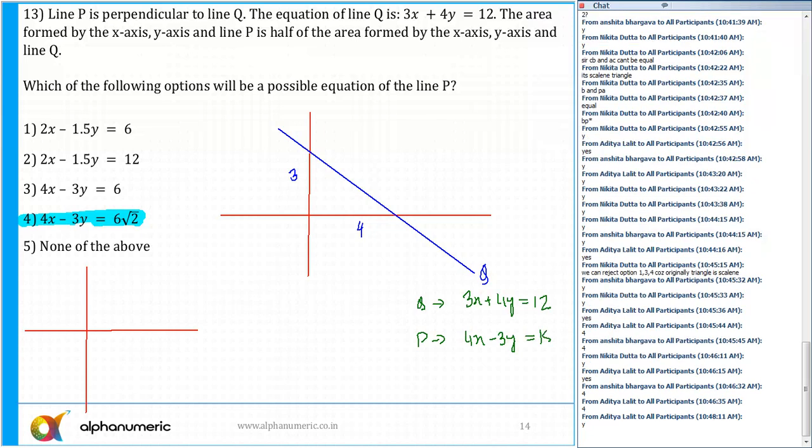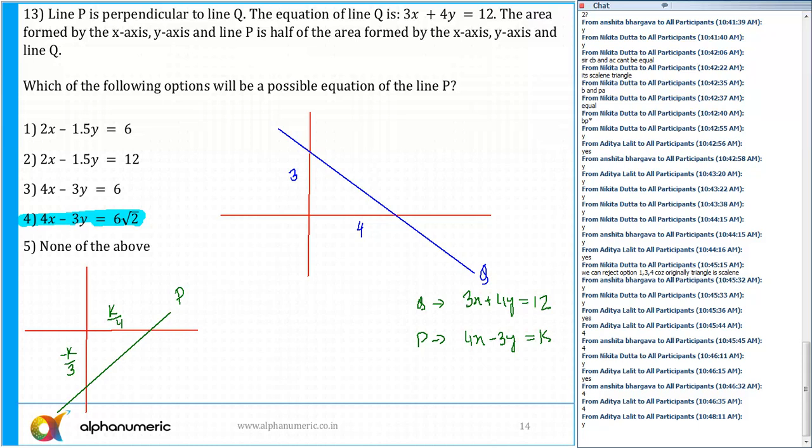Is that right? 4x minus 3y is equal to some constant term K. Almost all the options are given in that form only. So we could have eliminated options, but all the options are in this form only. So I need to find out the constant term K. So 4x minus 3y equal to K. If y is equal to 0, x is equal to K by 4. So I can draw a line like this. So this is line P. This distance is K by 4. And this distance, x is equal to 0, y is equal to minus K by 3. So this is minus K by 3.